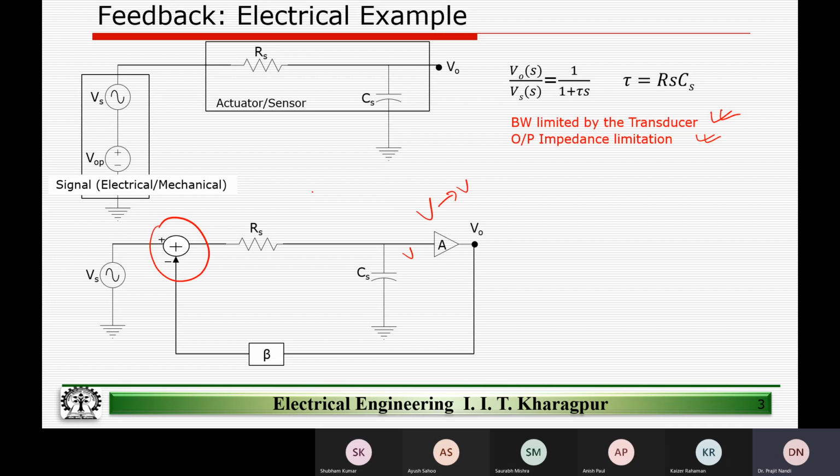So please note that I'm trying to build a generic kind of diagram. You can think of this as either a real electrical network, or you can think of it as an actual mechanical one.